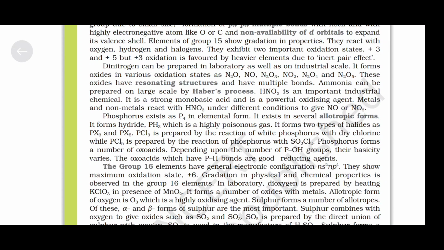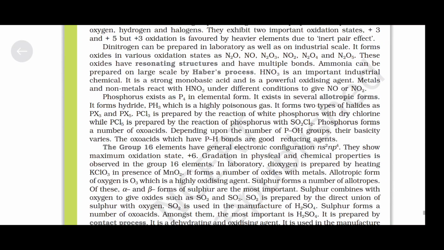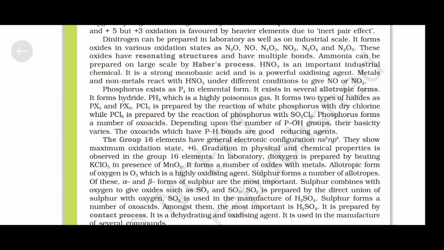HNO3 is an important industrial chemical. It is a strong monobasic acid and is a powerful oxidizing agent. Metals and nonmetals react with HNO3 under different conditions to give NO or NO2.